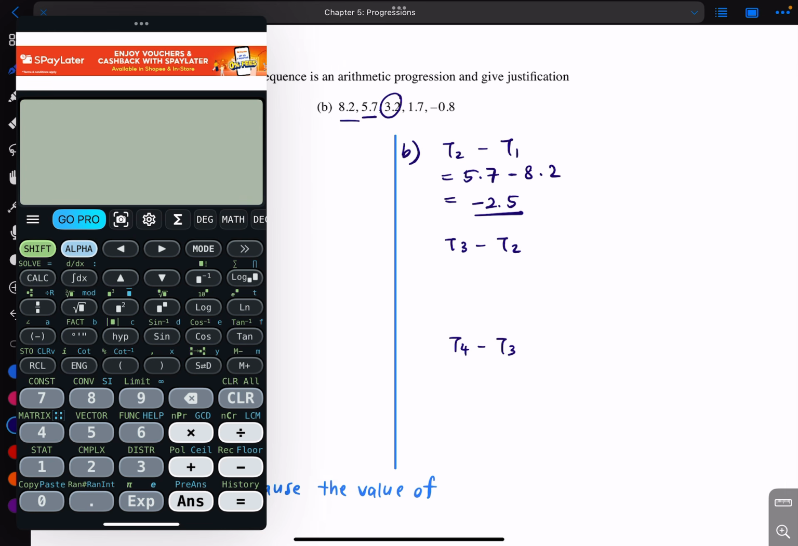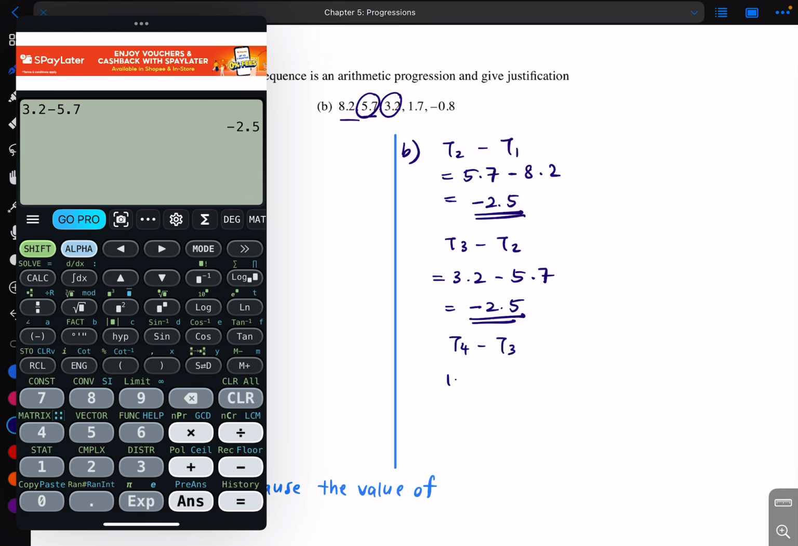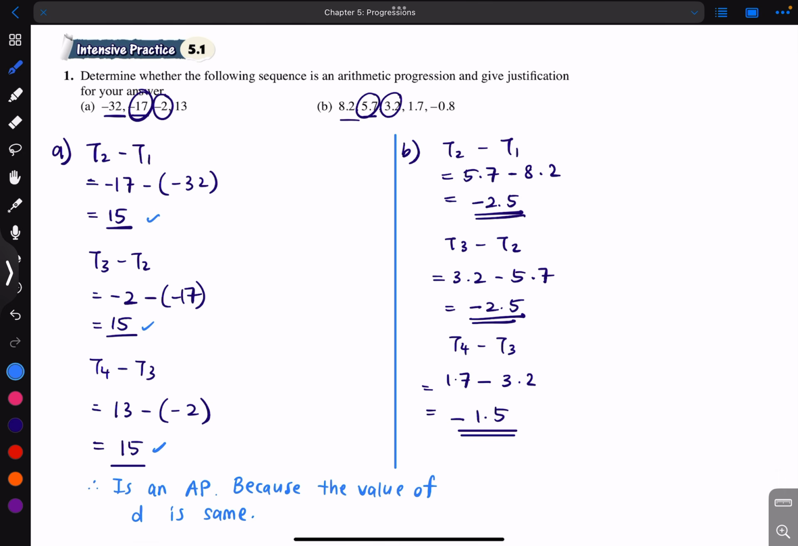Then T3 minus T2. So 3.2 minus 5.7. Negative 2.5. And then T4 minus T3. So 1.7 minus 3.2. We get negative 1.5. Oh, cannot. So this is not an arithmetic progression because these two is same but this is not.